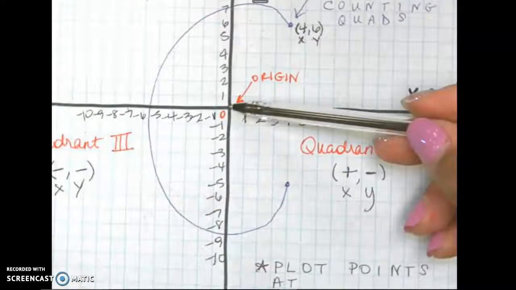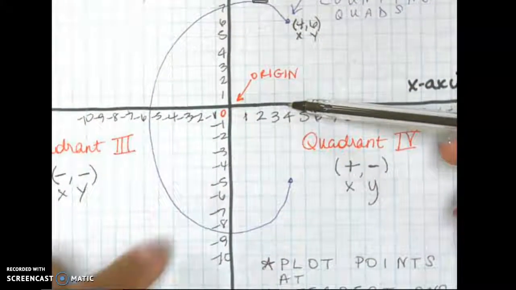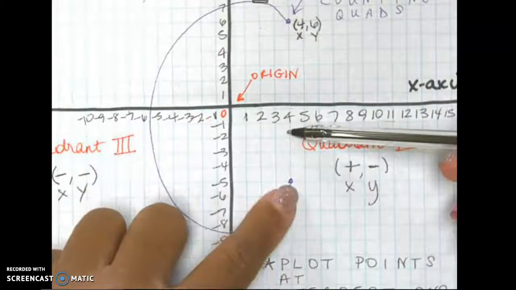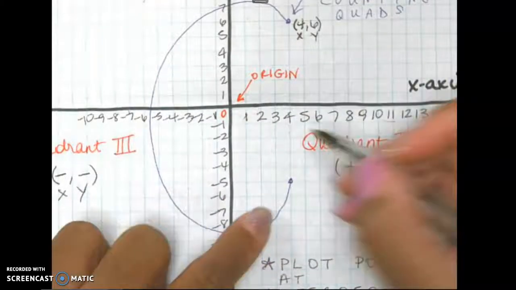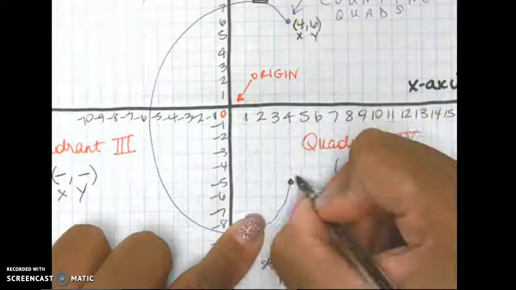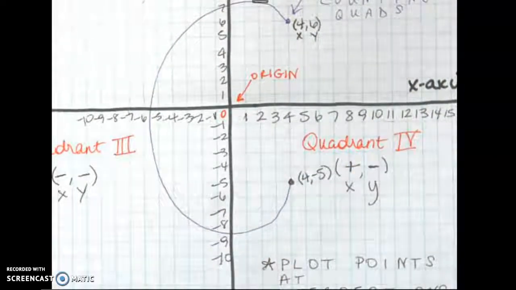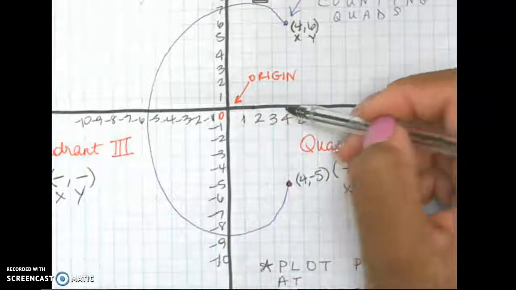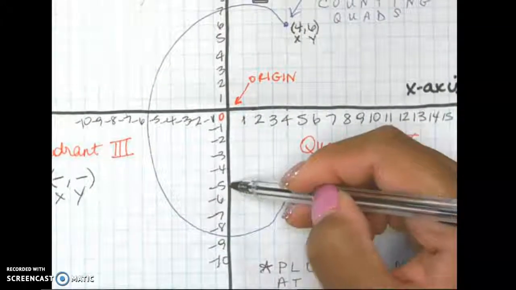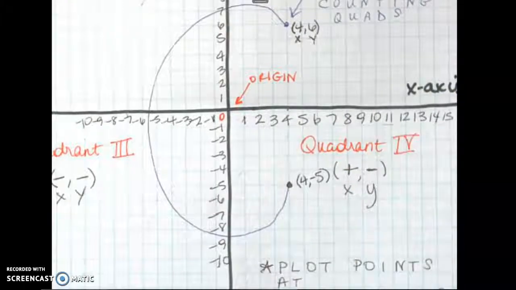That means how far did I run here? 4. And then how low did I fall here? -5. So this is an intersection. It's where these two lines cross, and then that will be my point: 4, -5. I don't do 4, then dot, then -5, then dot, and then connect those. No, that's not how this happens.